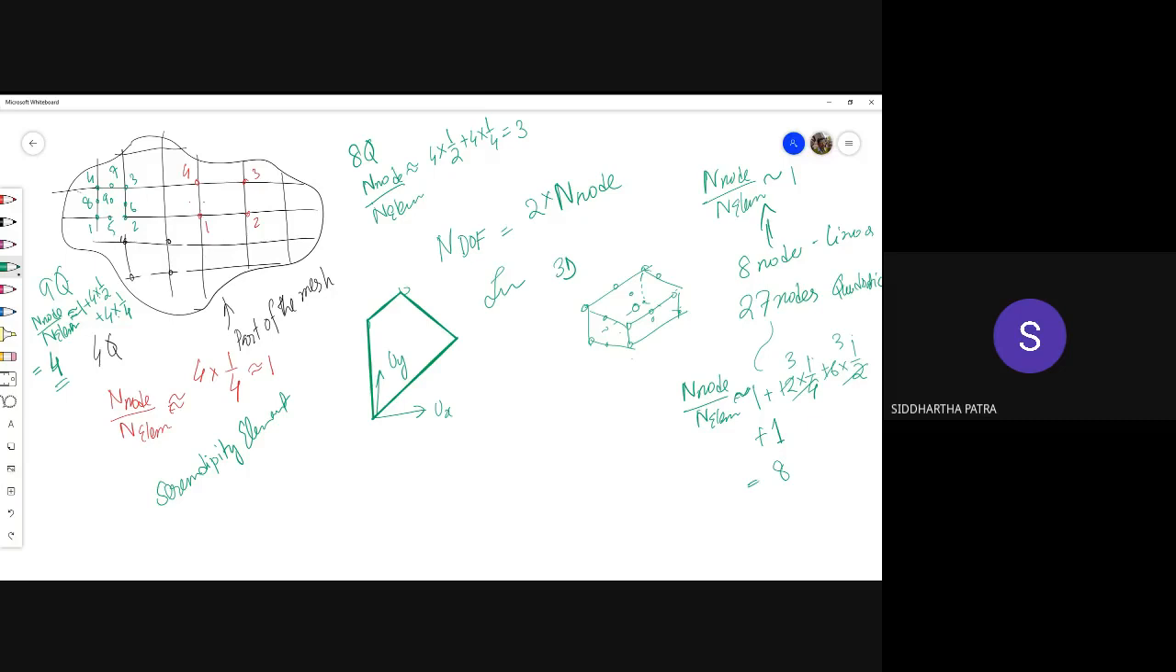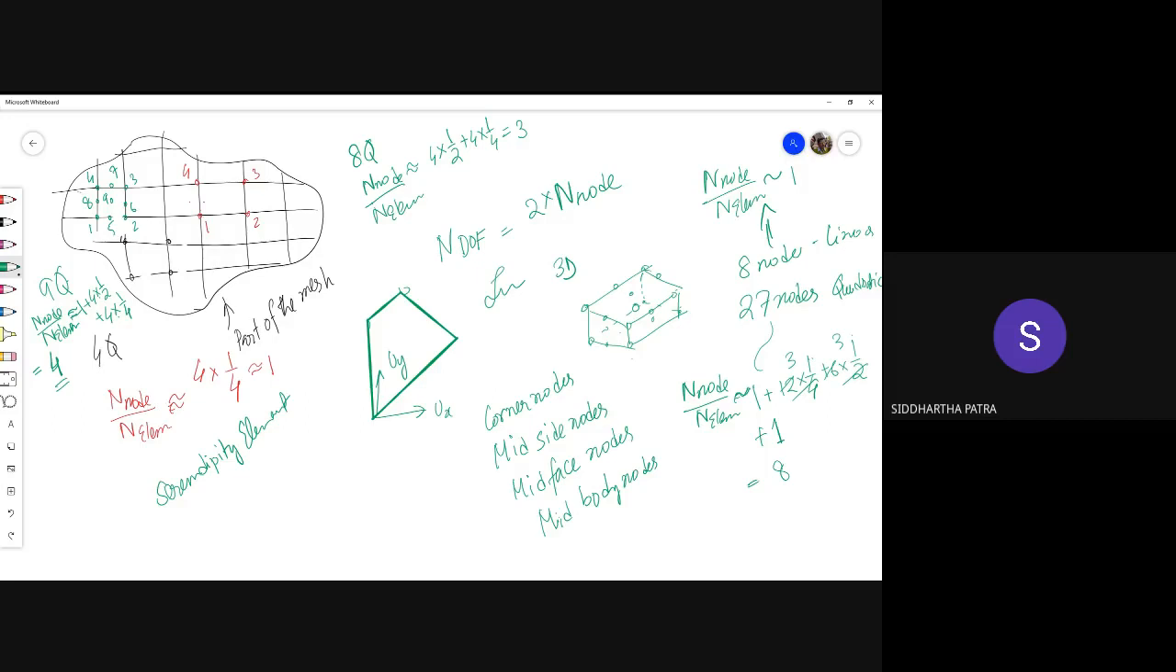But what we do is we take a serendipity element in 3D, and in a serendipity element there would be corner nodes, then there would be mid side nodes, then there would be mid face nodes, and there would be mid body nodes. This many nodes are required for a theoretically consistent element.